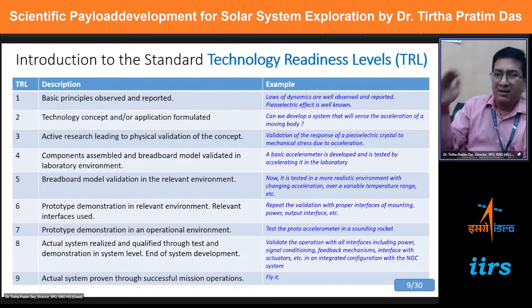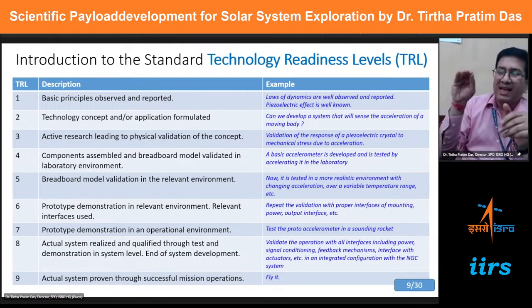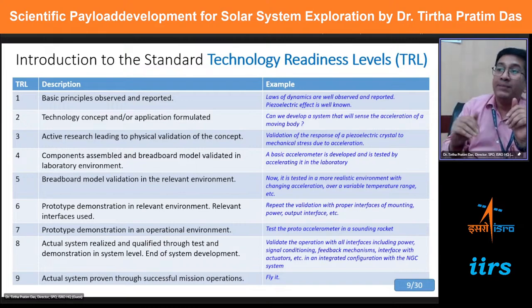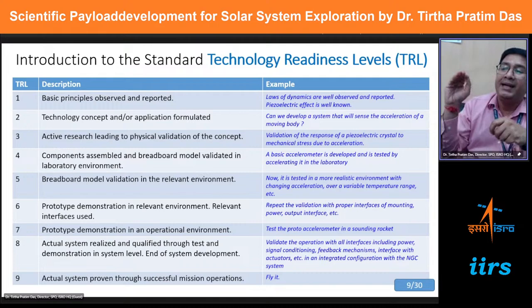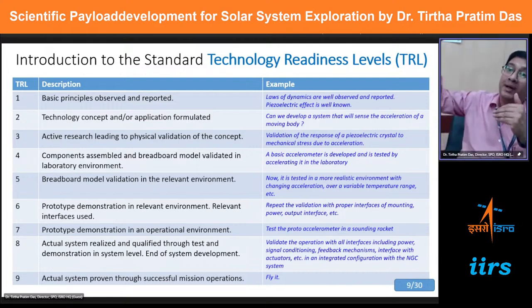There's a big table, big slides. Don't get baffled with the view of this slide. I will tell you what it is. It is basically a description of something called technology readiness level, TRL. Technology readiness level starts from the basic principle observed and it ends at the actual system which you have flown to space in the space missions.